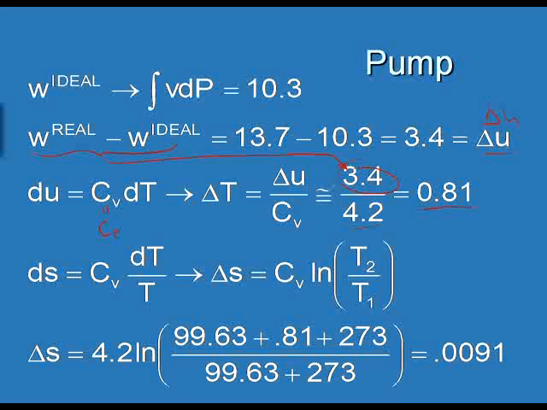So ds then for a liquid, you recall, is CV or Cp dT over T. The integral of that is CV ln of T2 over T1. So I've calculated that, and our delta S across the pump is 0.0091. That'll be kilojoules per kilogram Kelvin.